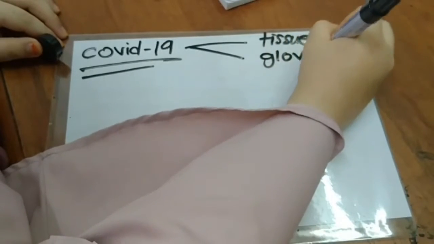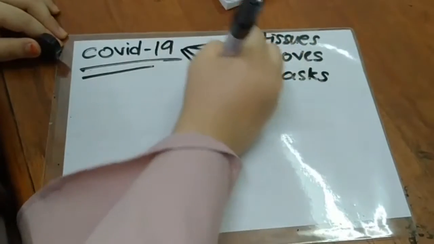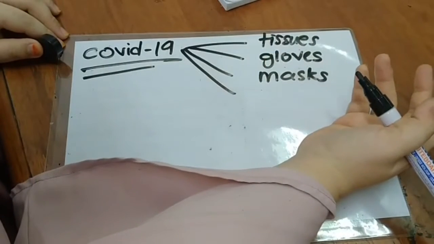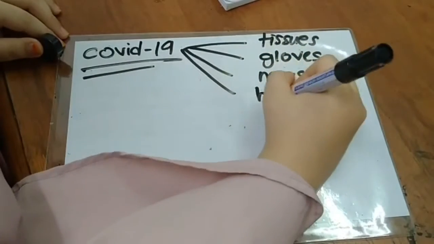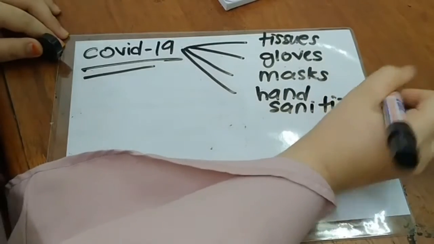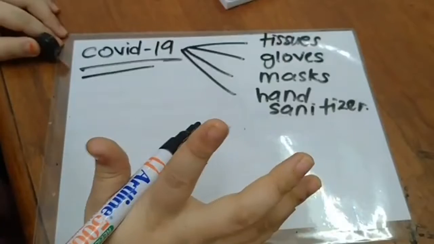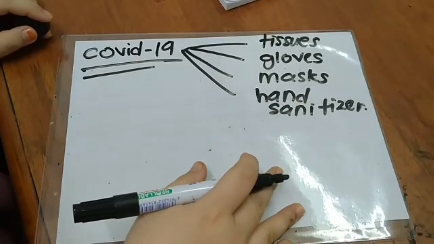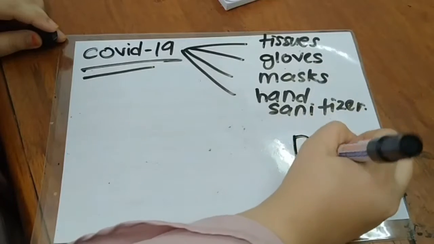gloves, mask, and what the important thing? Hand sanitizer. So when this happens, people will search for these goods, these items. The demand for these goods will increase, so demand will increase.